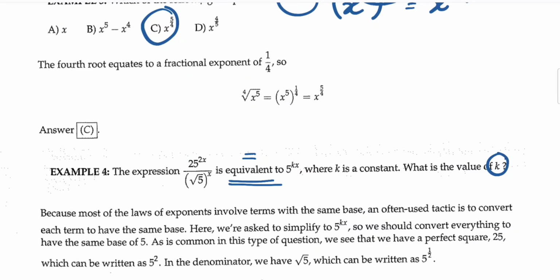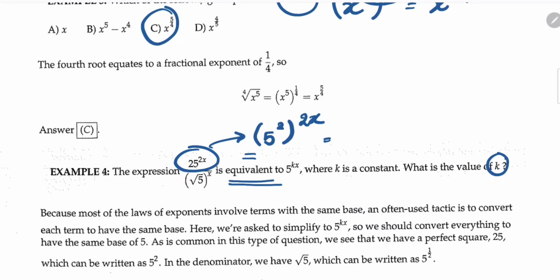25 to the power 2x. So what is the meaning of 25? It's 5 to the power 2. Good job. So we can write 25 as 5 to the power 2, all to the power 2x. So let's write it. Here, it's 5 to the power 2, all to the power 2x.